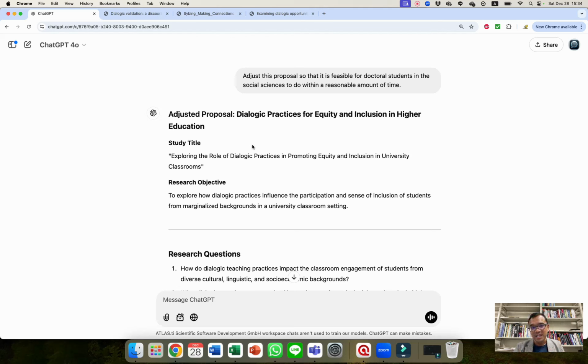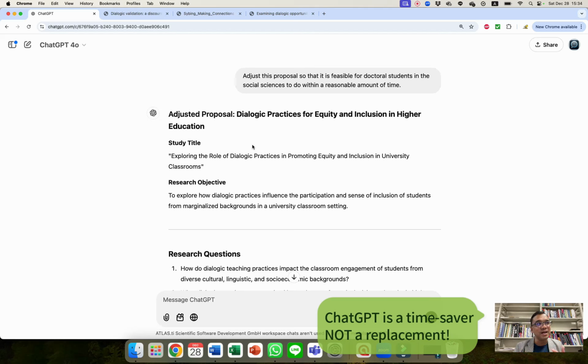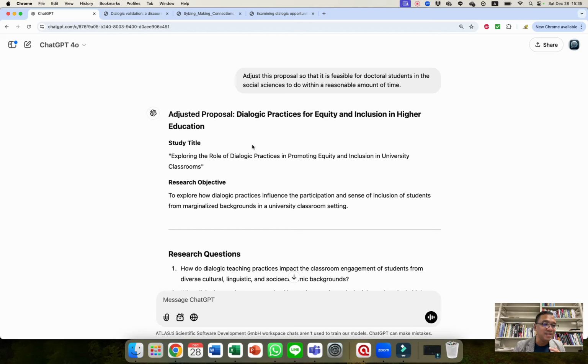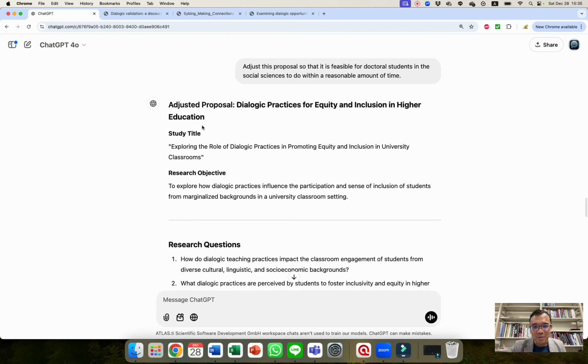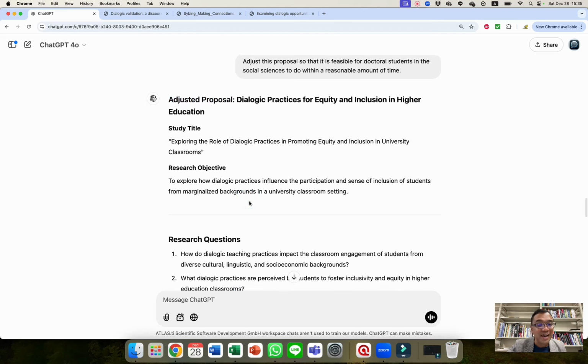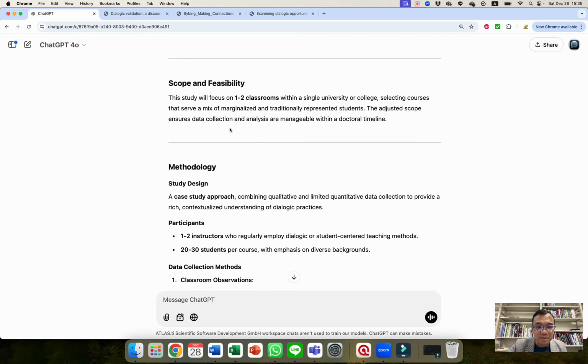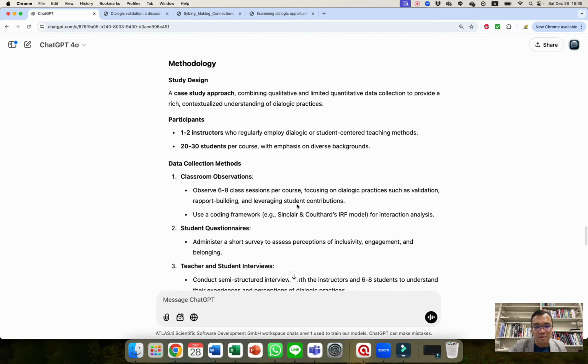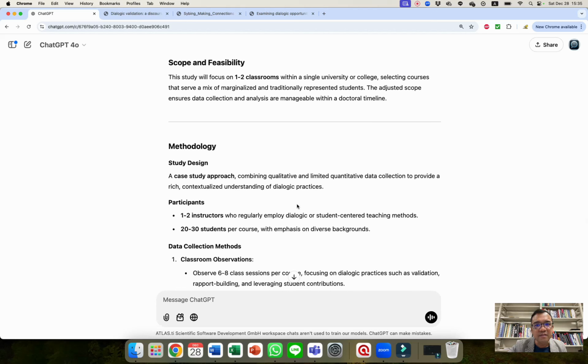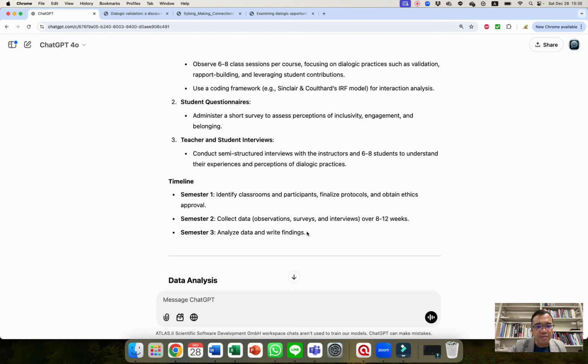I'm more interested in whether you use ChatGPT as a kind of assistant, as a resource that can give you some guidance that you can use when creating your own proposal. One of the pitfalls is using the copied language from the prompt. So be careful with that. But the scope and feasibility, instead of 4 classrooms, it's down to 1 to 2 classrooms. So we take a case study approach instead of a mixed methods design, I believe. So this would be 3 semesters. Okay.